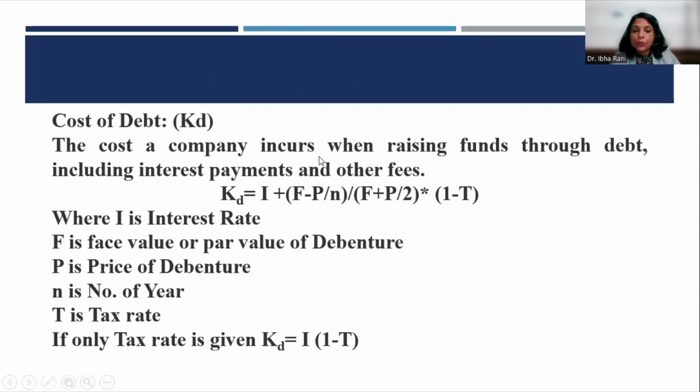So the formula to calculate the cost of debt funds: I is the interest rate, plus face value minus price of debenture divided by the number of years, and the total division will be the average of face value plus the price divided by 2. Now here it is multiplied by 1 minus t.